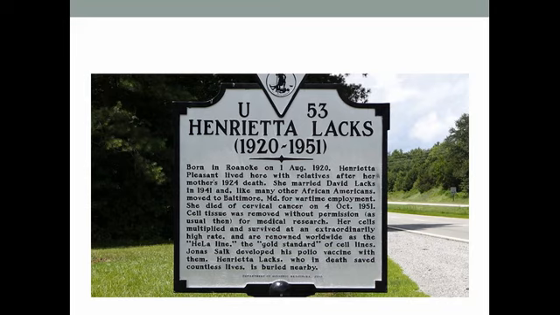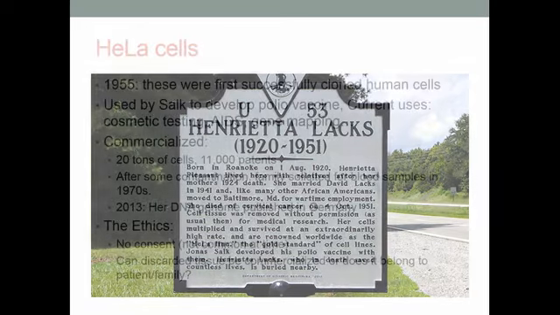In fact, as the plaque near her home says, these became the gold standard for cell lines, were widely distributed, and were the origins of Jonas Salk's polio vaccine, were used to develop cosmetics. They were used in a whole lot of places where researchers needed a reliable cell line to do experiments on the effects of various treatments and drugs.